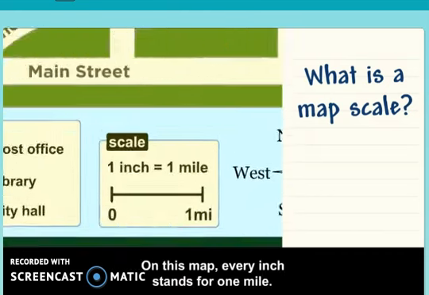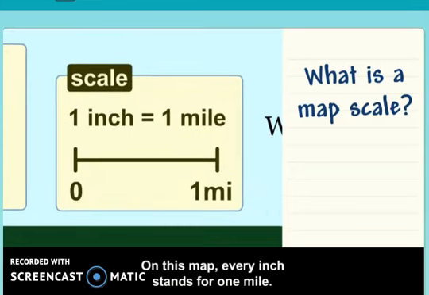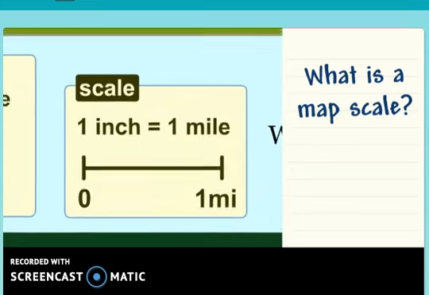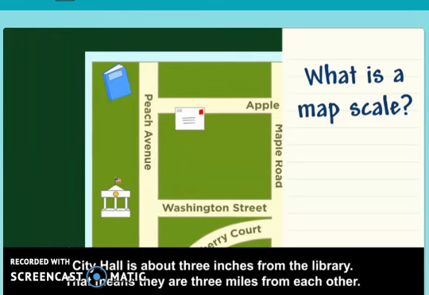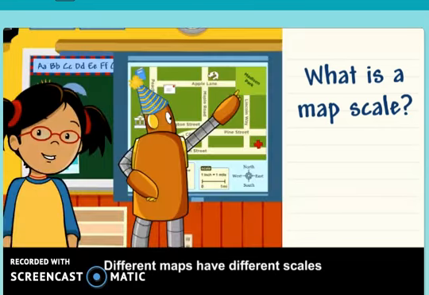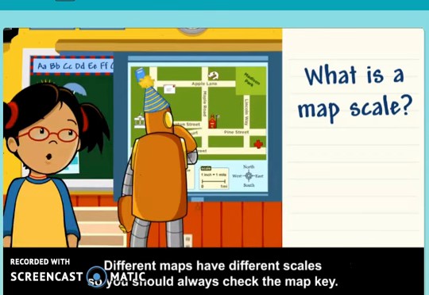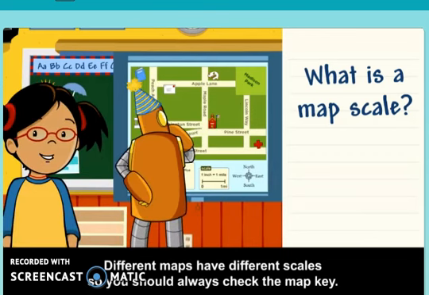On this map, every inch stands for 1 mile. City Hall is about 3 inches from the library. That means they are 3 miles from each other. Different maps have different scales, so you should always check the map key.